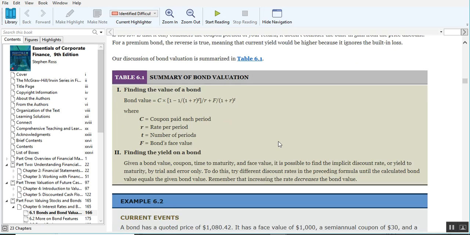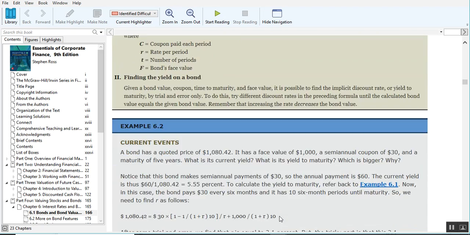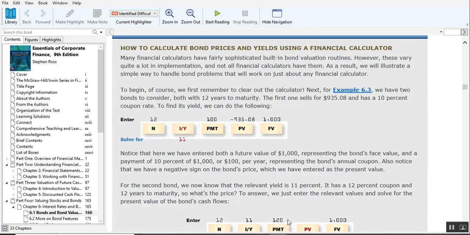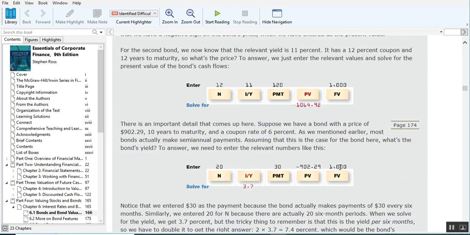Now, you look at this summary of bond evaluation here, you can see what these different symbols mean, how to compute it, and exactly what those mean, how to find the yield on a bond. Here are some calculator hints. Certainly look at these when using your financial calculator with these kind of problems.